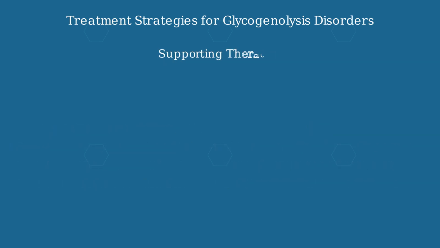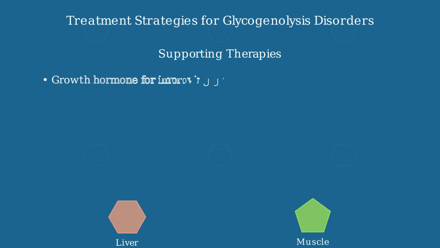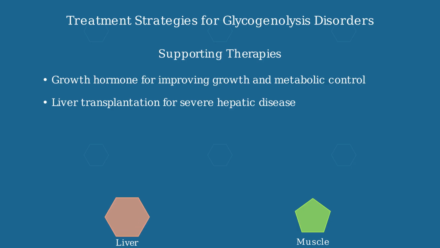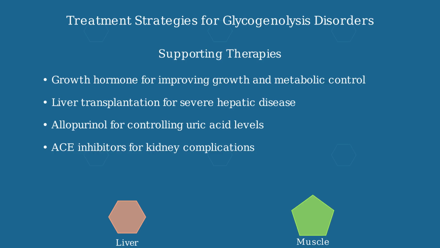Additional supporting therapies are often necessary to manage specific complications of glycogenolysis disorders. Growth hormone may be used to improve growth and metabolic control in patients with growth delays. For severe liver disease, liver transplantation can be considered. Allopurinol helps control elevated uric acid levels often seen in these disorders. ACE inhibitors may be used to manage kidney complications that can develop over time.